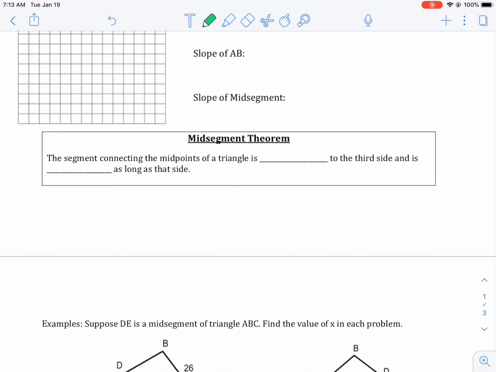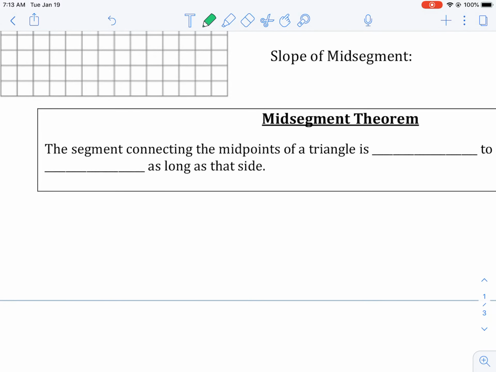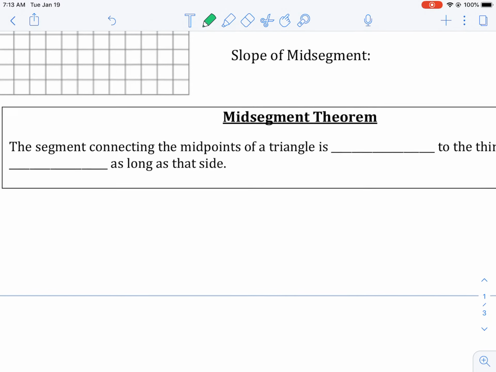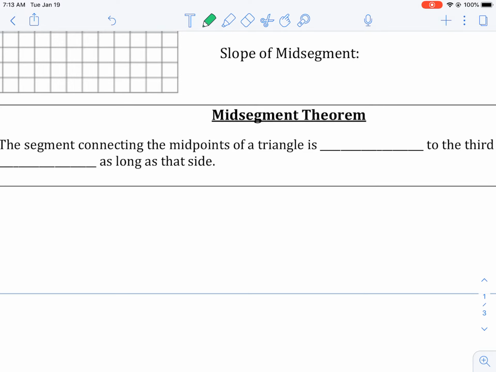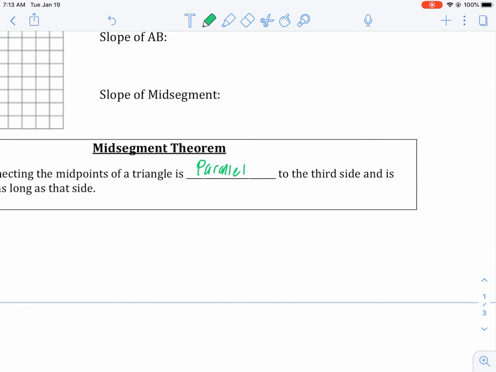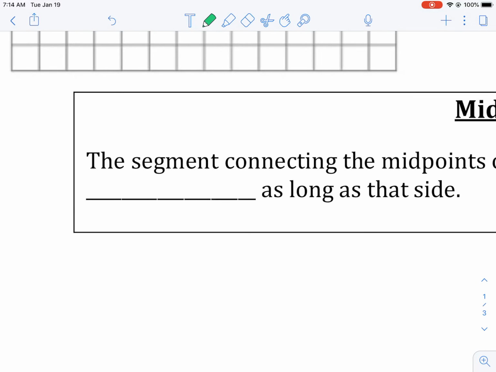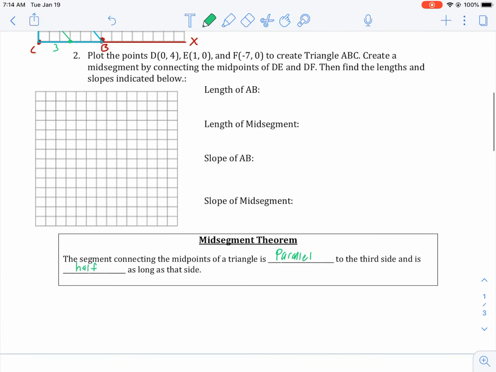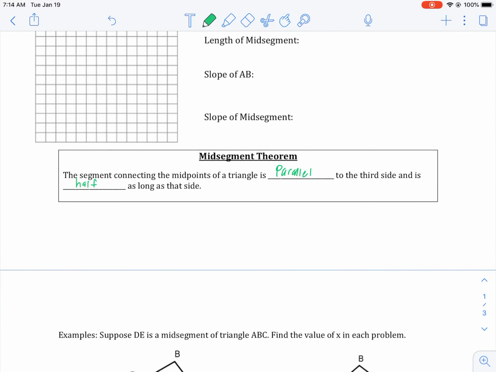Okay, hopefully you tried number 2 on your own, and hopefully you got the same results that we did, because this is called the mid-segment theorem. The mid-segment theorem says the segment connecting the midpoints of two sides of a triangle is parallel to the third side, that's what it means that they have the same slopes, and is half as long as that side. Okay, it's half as long. So these are two facts that you should know: the mid-segment is parallel to the third side and half as long.